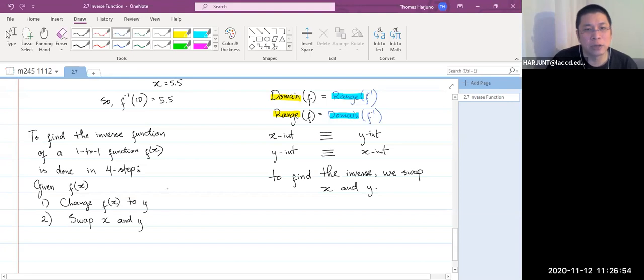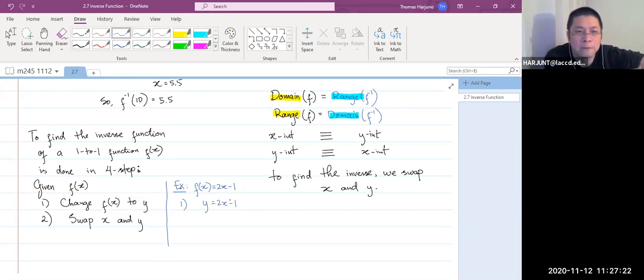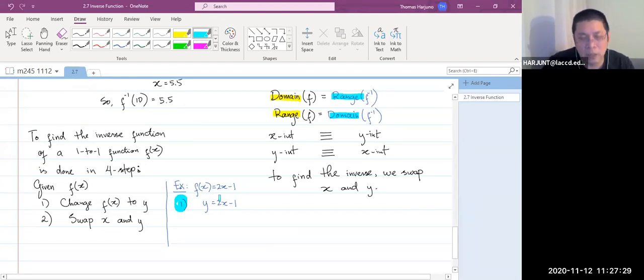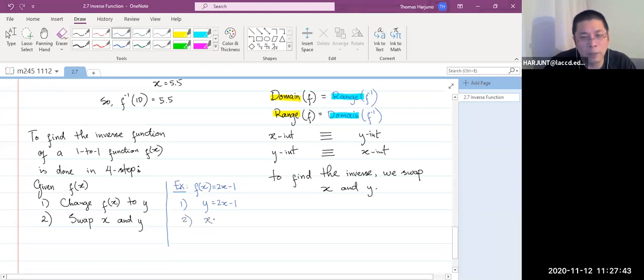Now let's use this illustration here. Let's say, for example, our function is f(x) = 2x - 1. That's an easy function, right? So step 1, y = 2x - 1. I basically change f(x) to y. Now, in my test, I require you to show me these steps, including your steps 1, 2, 3, 4. Not just the result, but show me what step you are in. Step 1, you change f(x) to y. Then step 2, we swap x and y. x becomes y, y becomes x.